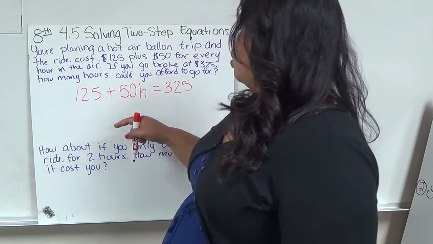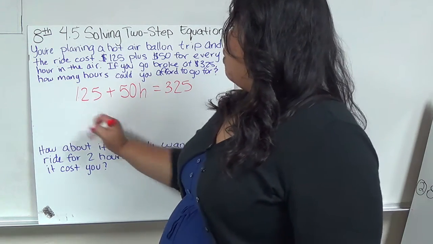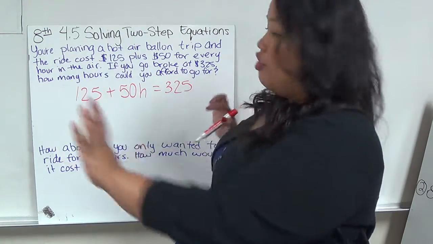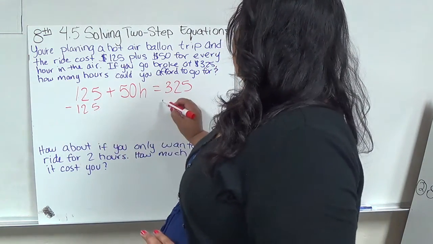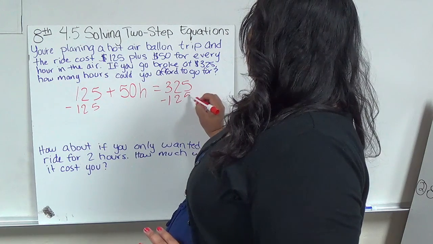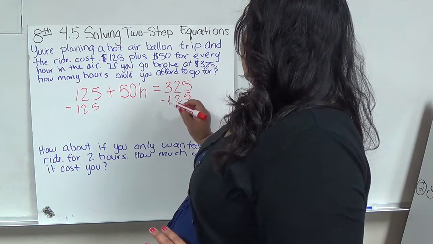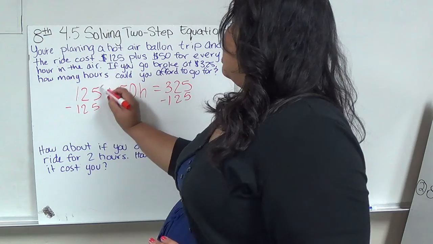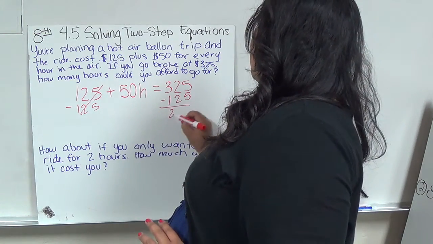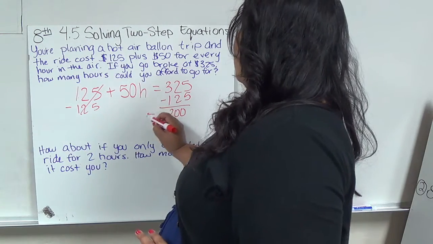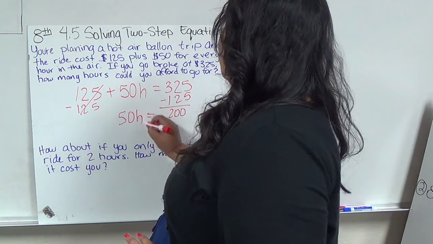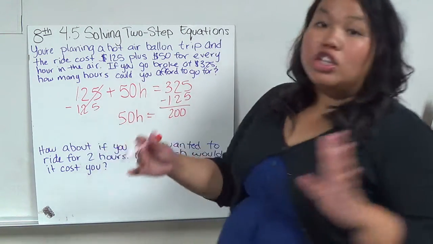First I'm going to subtract 125. I'm going to take away the farthest friend from H. So I'm going to subtract 125 and subtract 125. Okay, that gives me, this cancels out, and this gives me 200. Remember, what I do to one side, I have to do to the other. So I have 50H equals 200. I'm going to take away the farthest friend first.